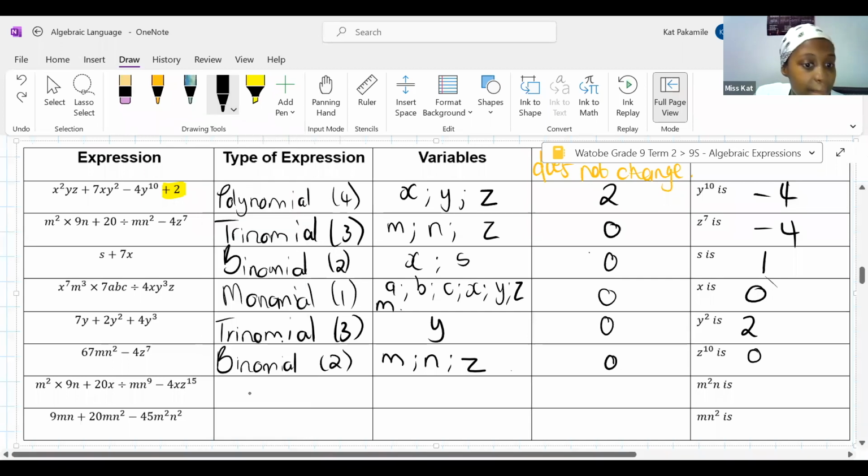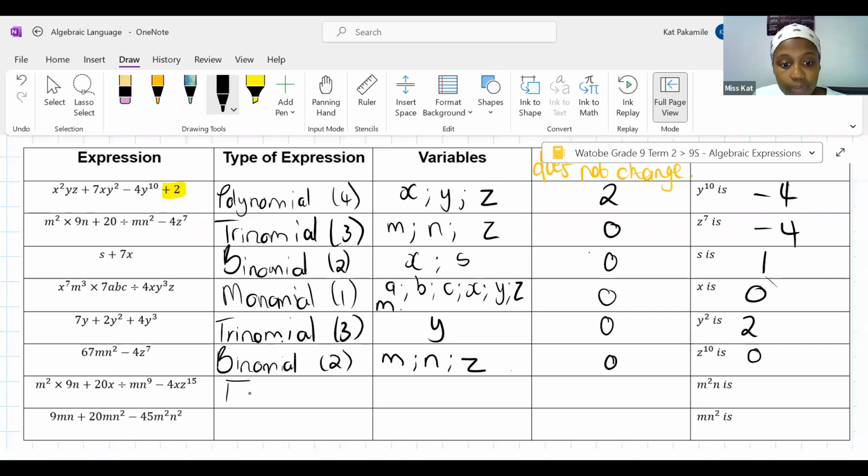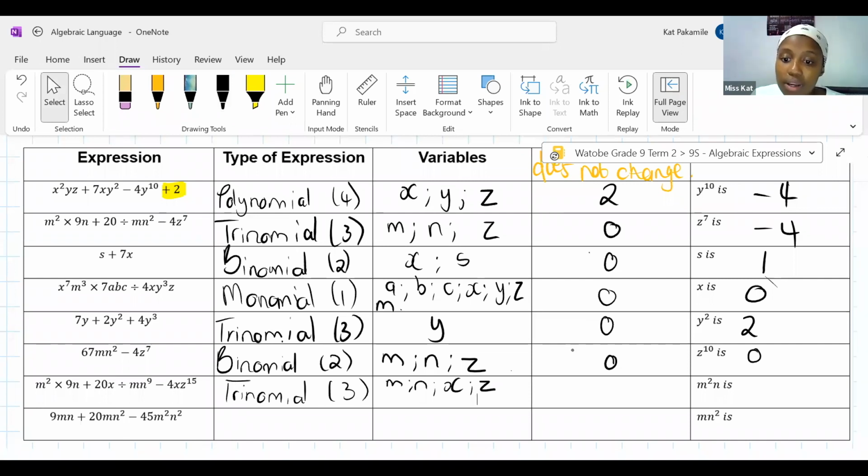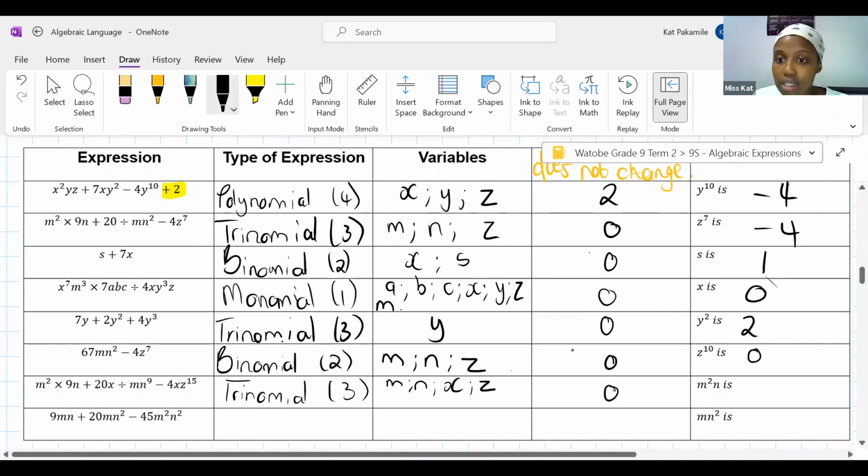It's a trinomial, ma'am. It's a trinomial because there are 3 terms. 3 terms. Thank you. What are my variables in this expression? M, N, X, and Z, ma'am. There we go. Do we have a constant? No, ma'am. It feels like I hate constants. How can all of them not have constants? Hectic. What is the coefficient of M squared N?